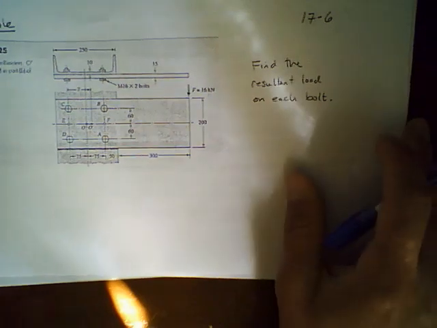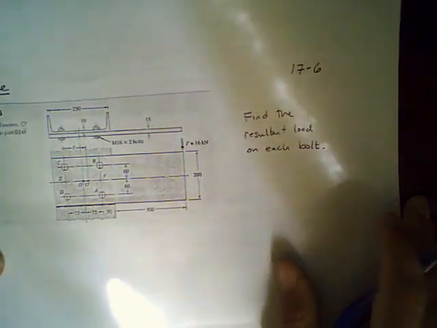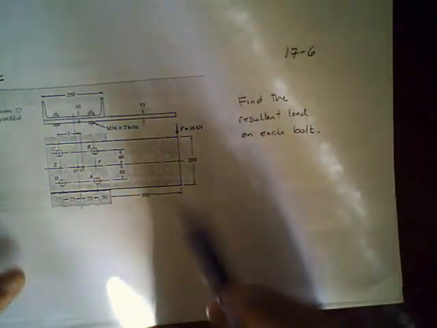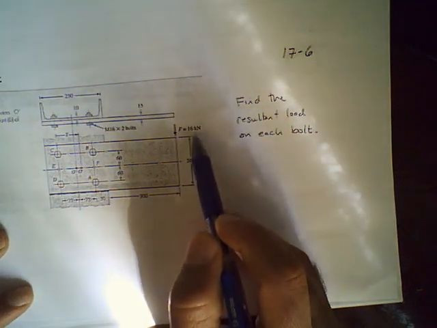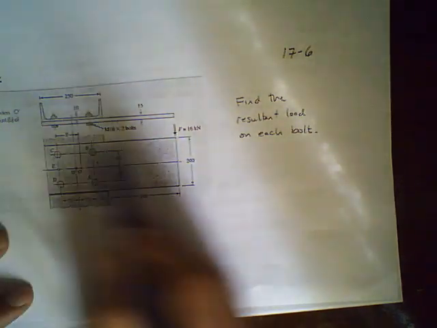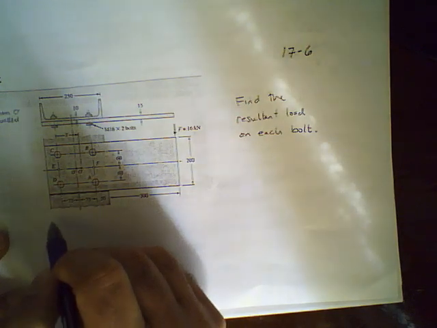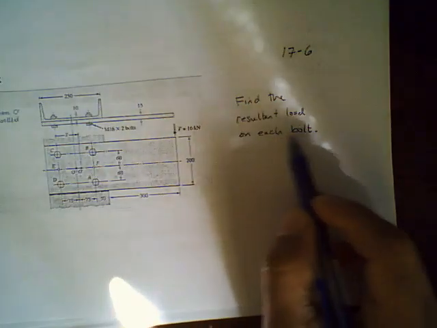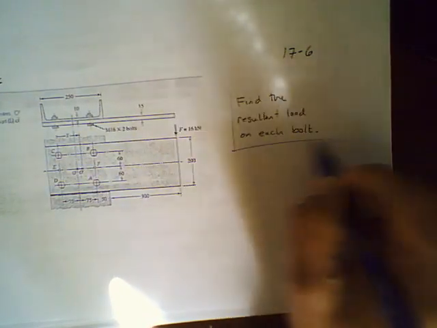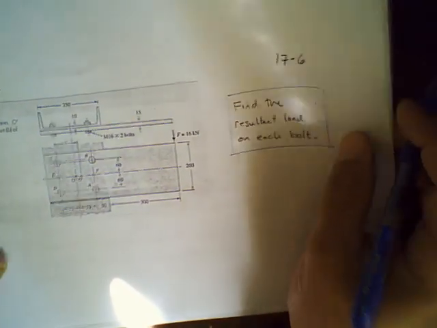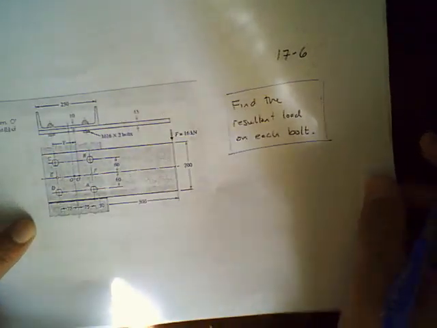Alright guys, so let us do a quick example on this. What we have here is a 16 kilonewton force applied on a cantilevered beam, and that beam is held onto the wall using four bolts, A, B, C, and then D. Find the resultant load on each bolt. So this is our goal. How do we do this?